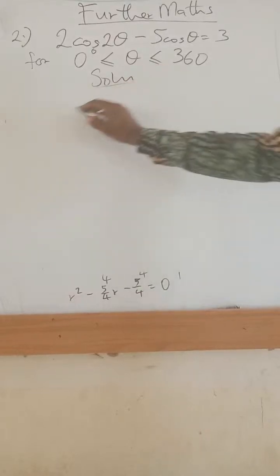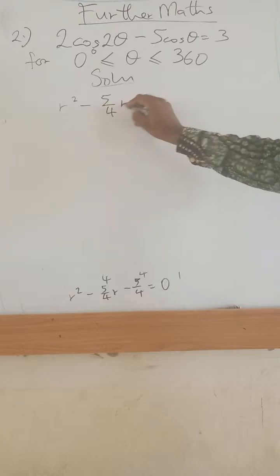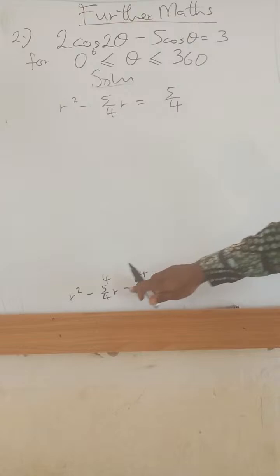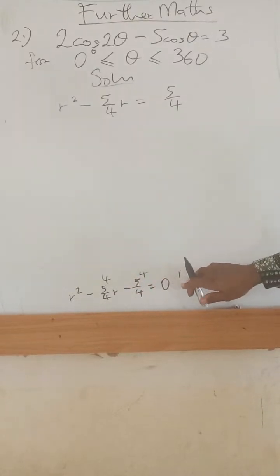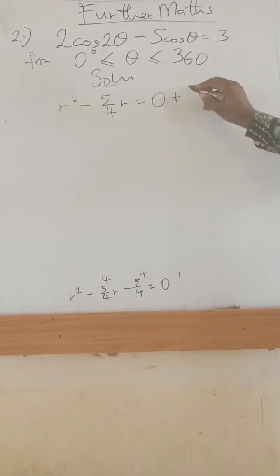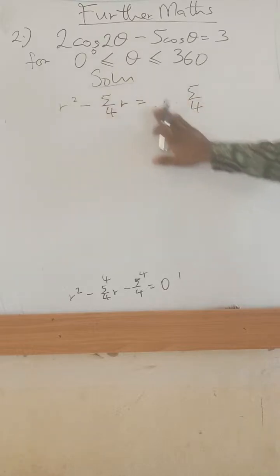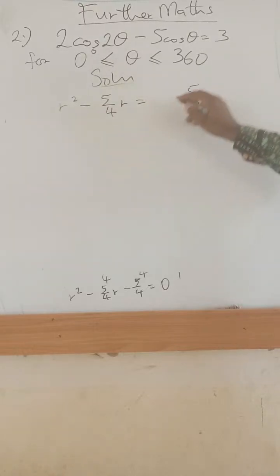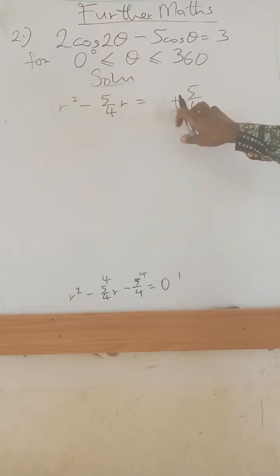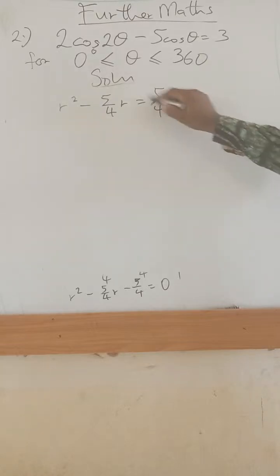Now this is going to be r squared minus 5 over 4 r equals 5 over 4. What happened there was the minus 5 over 4 was taken to the other side of the equation, and you notice it became plus. There was 0 there, plus 5 over 4. Now, this is not necessary. We could do away with the 0, and if plus is the first sign, you can do without writing it. So you have 5 over 4.